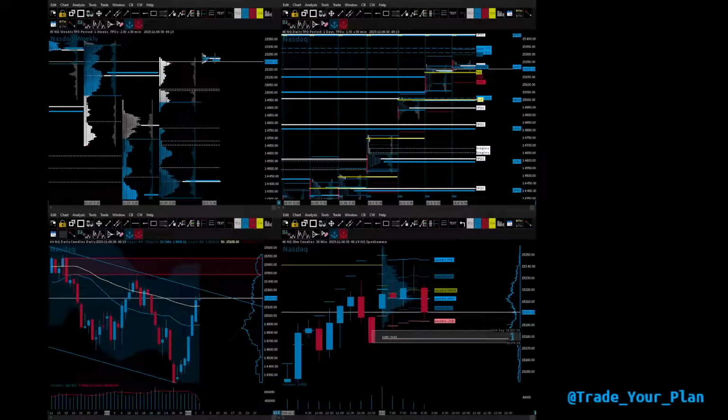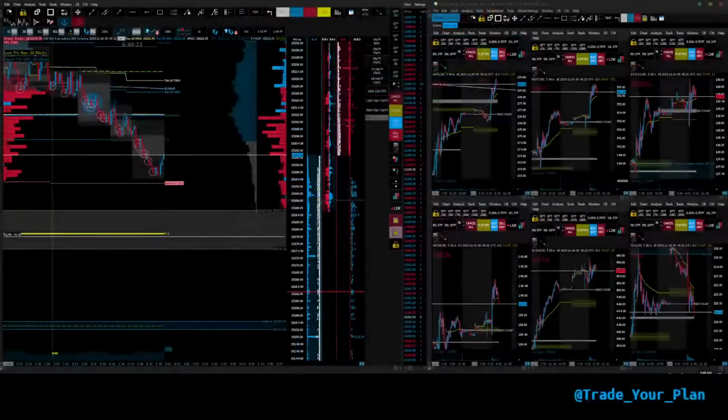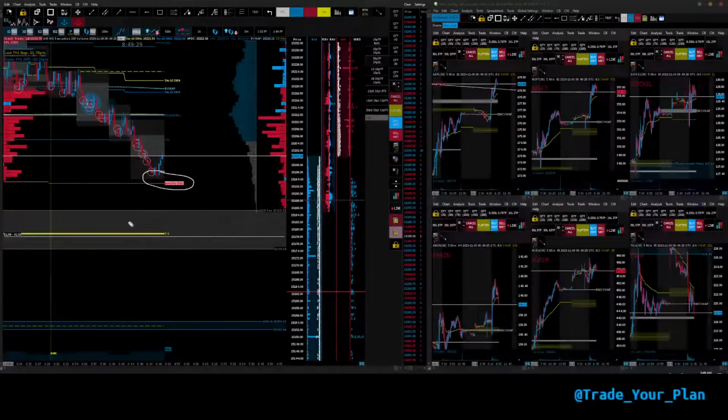NASDAQ bouncing a little at weekly 2SD, though. Oh, wait, I'm not even on that screen. Here, let's see. The dominant chart, there you go. That's the weekly 2SD right here. Just bouncing there a bit. I think it's going to go right through it.